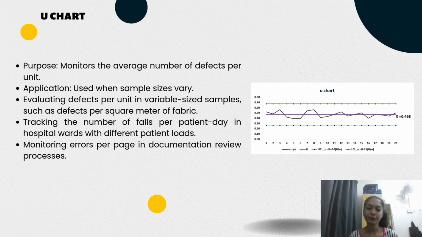The purpose of a U-chart is to monitor the average number of defects per unit, and the U-chart is widely used when sample sizes vary. Real-life examples include evaluating defects per unit in variable-size samples, such as defects per square meter of fabric, and tracking the number of falls per patient day in hospital wards with different patient loads. Not only that, it can also be used to monitor errors per page in documentation review processes.